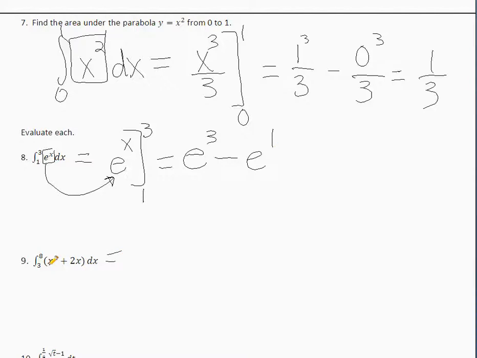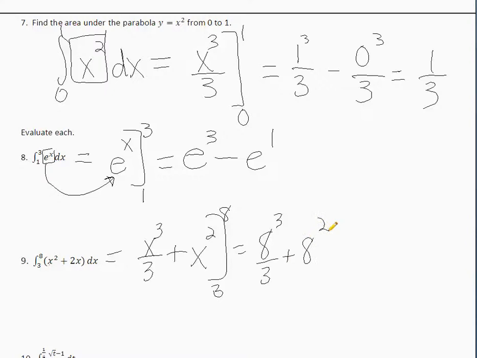Next one, the antiderivative of x squared would be x cubed over 3 plus the antiderivative of 2x, which would be 2x squared over 2, which is just x squared. And I'm going from 3 to 8. Plug 8 in, so it would be 8 cubed over 3 plus 8 squared. That's just plugging 8 in.